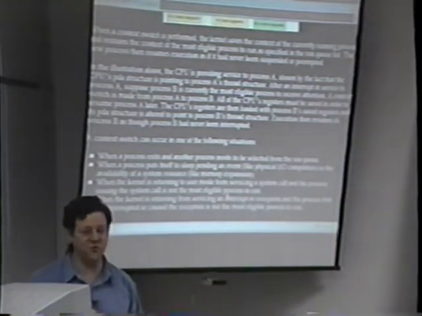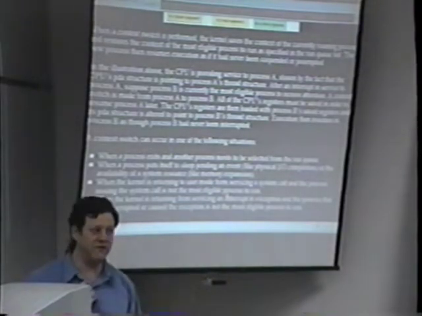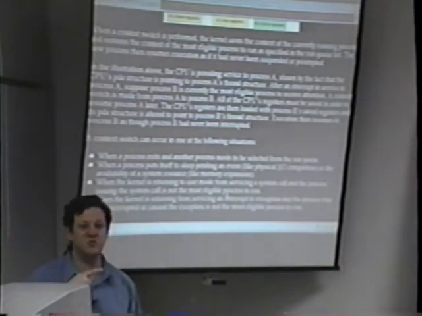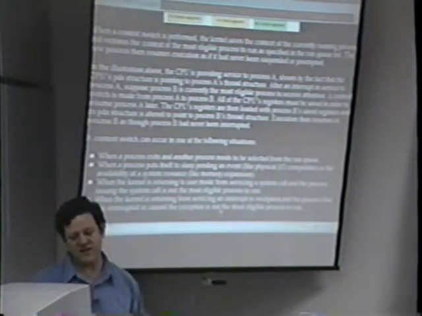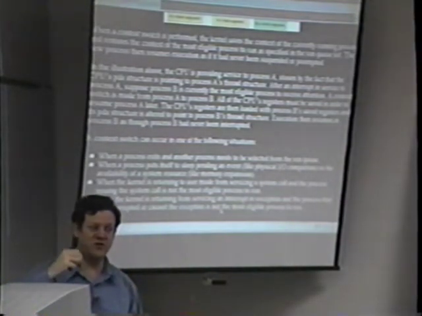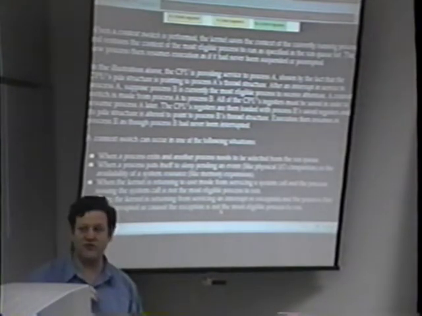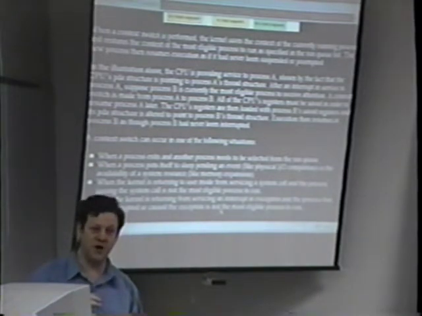Involuntary context switches are when the clock interrupt pushed me out of the CPU. But it wasn't my fault, it was clock interrupts, not the system calls. So if I do lots of system calls, I may be context switched out a lot. And lastly, when the kernel is returning from servicing an interrupt or an exception, we may have a context switch. Basically, every time we go into the kernel, when we're coming out of it, we do a process analysis and decide whether we're going to switch back to the same process or to a different process.